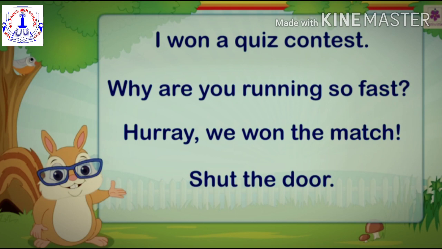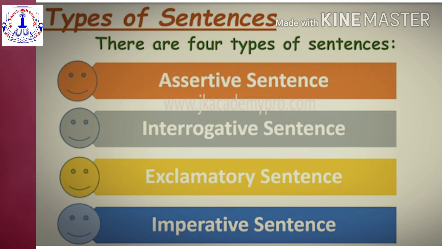I won a quiz contest is a telling sentence. Why are you running so fast is an asking sentence. Hooray, we won the match. This is an exclaiming sentence. And shut the door. This is a command. There are four types of sentences: assertive sentence, interrogative sentence, exclamatory sentence, and imperative sentence. Let's learn each type of sentence in detail.